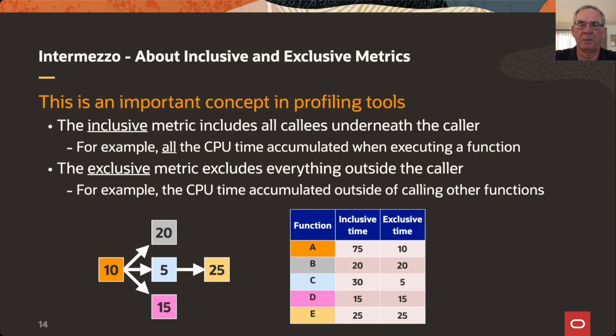So the inclusive time is 30 and the exclusive is 5. What this tells you, for example, is that in the path to C, C itself is not important. The one it's calling is more important. And likewise for the other functions. That's the reason why there are two metrics, inclusive and exclusive. And by the way, if you don't want to see any of these, you can easily exclude them from your data views.